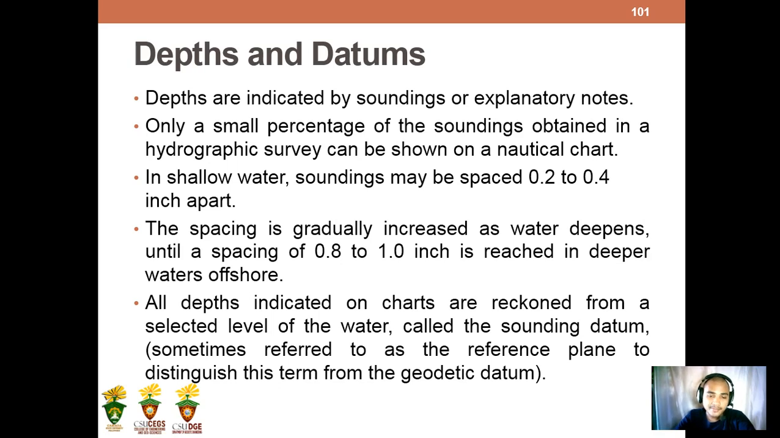And all the depths indicated on the chart are reckoned from the selected level of the water called the sounding datum or your vertical datum. Sometimes it is referred to as reference plane or distinguished in the term of geodetic datum. So all your depths are tied up to the vertical datum you used, which is located near the offshore or near the shoreline rather.